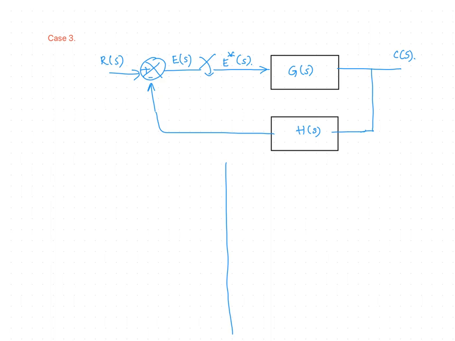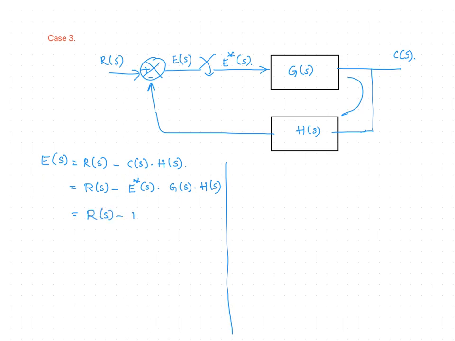So you might be remembering how you have found the transfer function of continuous time system. We can use the same principle. We write E of S as R of S minus C of S into H of S. So this is nothing but R of S minus E star of S into G of S into H of S. Since there is no sampler between G and H, we can write R of S minus E star of S into GH of S.